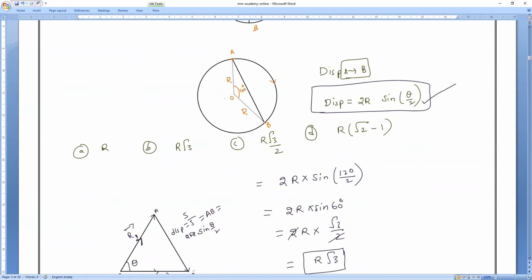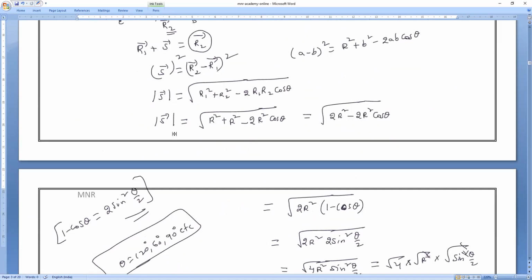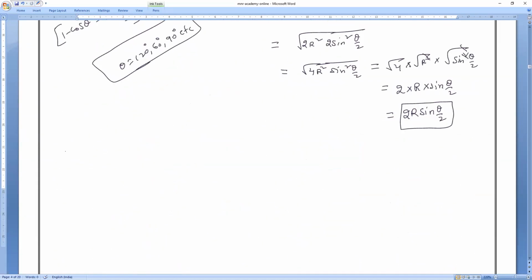And when you want to find the displacement between the initial point and the final point, you are finding the angle. Okay, so now let us solve one question so that you will understand. Later we will directly go to the next concept. A wheel of radius r is rolling on the road. What will be the displacement of a point P?